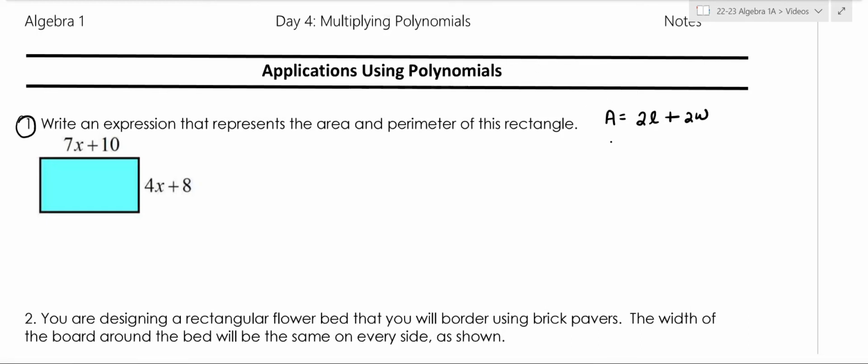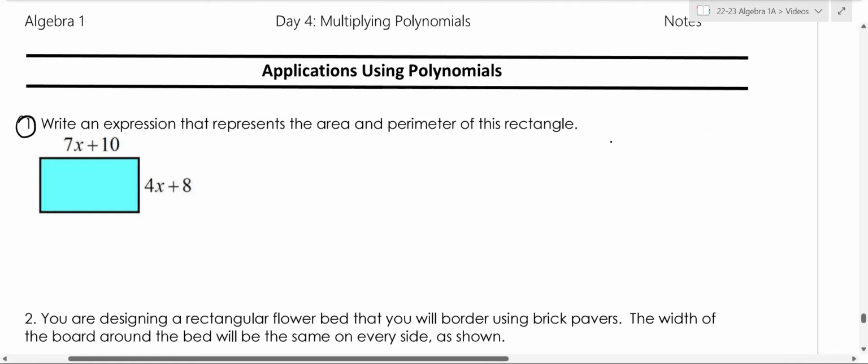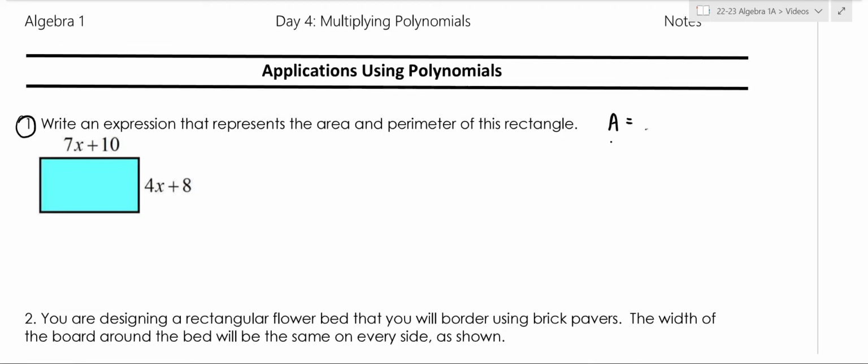I guess I should have erased this before since it's not quite correct. The first one says write an expression that represents the area and the perimeter of this rectangle. So the area of a rectangle is going to be the length times the width, correct? And the perimeter is going to be the length 2 times plus the width 2 times, right? Because we have 2 lengths and we have 2 widths, a total of 4 sides.